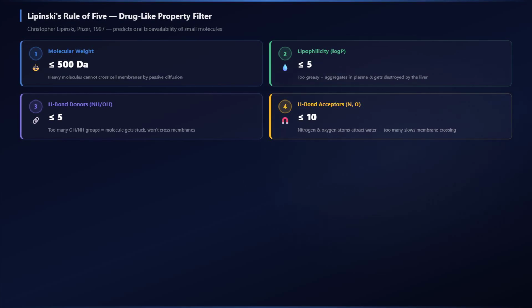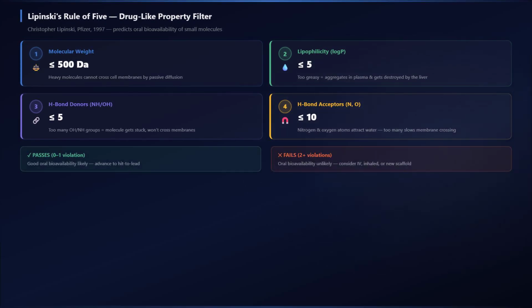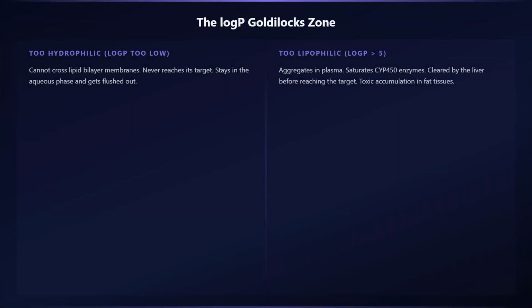Why does the weight of the molecule matter? To be absorbed from the gut into the bloodstream, a molecule must cross lipid bilayer membranes. Very large molecules cannot do this efficiently by passive diffusion. Molecular weight under 500 keeps you in the diffusible range for most oral drug candidates.